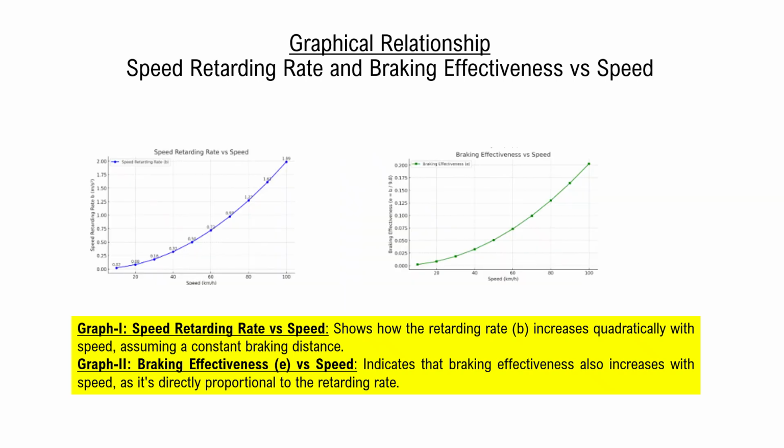Here the graphs are also related to speed retarding rate and braking effectiveness versus speed. Speed is on the horizontal scale, whereas the speed retarding rate and braking effectiveness is on the vertical scale. Previously, we had shown this relationship in the shape of bar graph. Now it is shown in the shape of line graph.